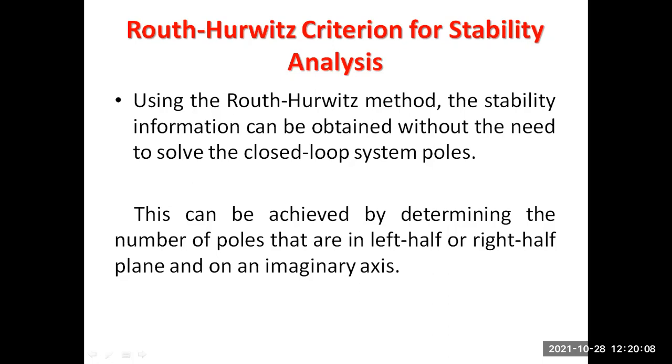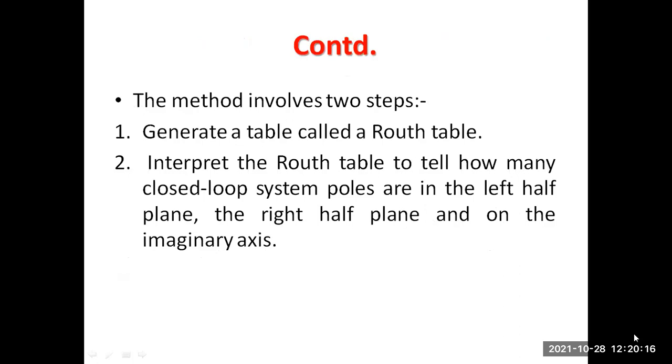This can be achieved by determining the number of poles in the left half plane, the right half plane, and on the imaginary axis. So basically, what is the method? It involves two steps. First, generate a table called the Routh's table, and then interpret the Routh's table to tell how many closed loop poles are in the left half plane, the right half plane, and on the imaginary axis. We'll discuss this process in the next class, as today is the introductory class of the stability criterion. We'll discuss the Routh-Hurwitz criterion in detail. Any doubt, any question from your side?